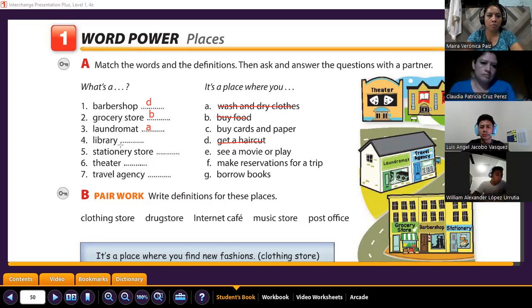Now, Luis, what's a library? It's a place where you borrow books. In this case, it's letter G. Letter G, right? Okay. Good. After Luis, I have Veronica.